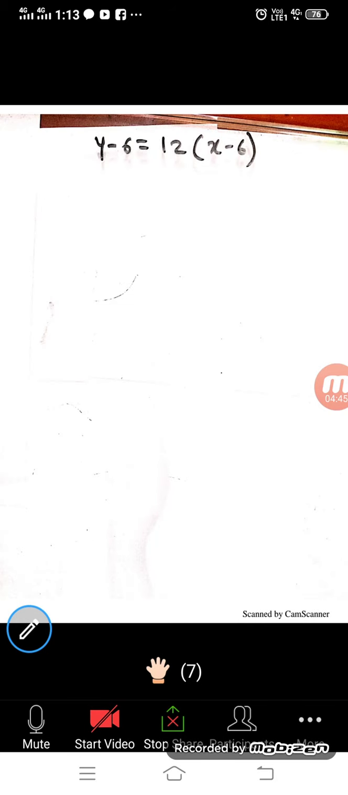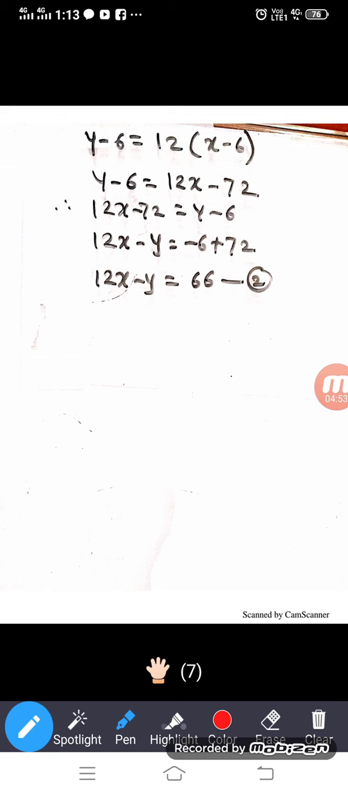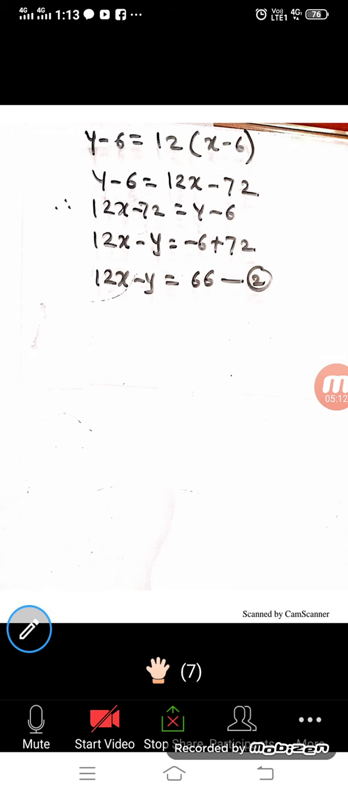y minus 6 is equal to 12 in bracket x minus 6, 12 multiply in bracket x minus 6, then we get 12x minus 72, then 12x minus 72 is equal to y minus 6, plus y goes on this side, we get 12x minus y is equal to minus 6, minus 72 goes on this side, we get plus, 12x minus y is equal to 66. This is the equation number 2.